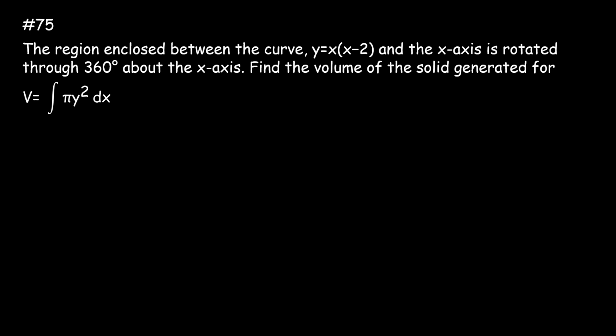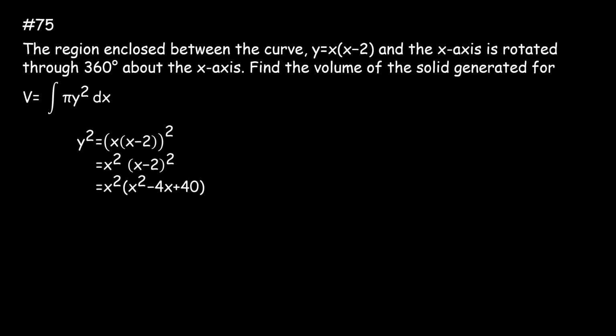Question 75. The region enclosed by the curve y equal to x parentheses x minus 2, and the x-axis is rotated through 360 degrees about the x-axis. Find the volume of the solid generated. Since volume is the same as pi y squared, we're going to square this value of y. This should give us x squared times x minus 2 all squared.